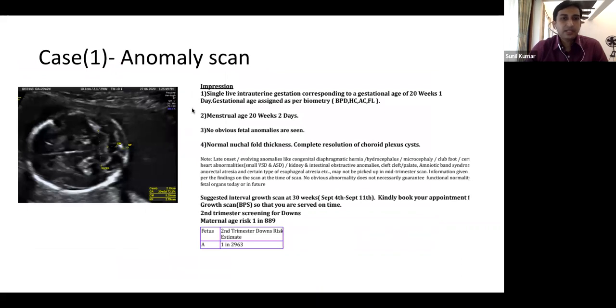Okay, so we did the anomaly scan, no obvious fetal anomaly, nuchal fold thickness has become normal in this baby. Then there is complete resolution of the choroid plexus cyst. Interesting, isn't it? So this we followed up. This baby was born at term and is doing good. The learning point is, although nuchal translucency is thick, we need to follow up and do appropriate diagnostic tests to confirm whether chromosomal abnormality is there or not.